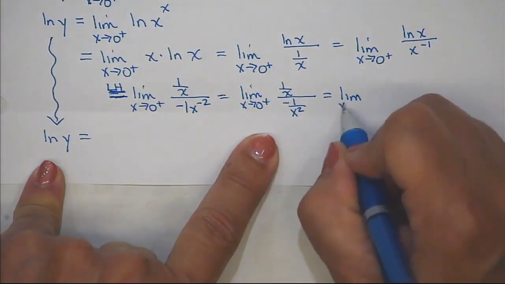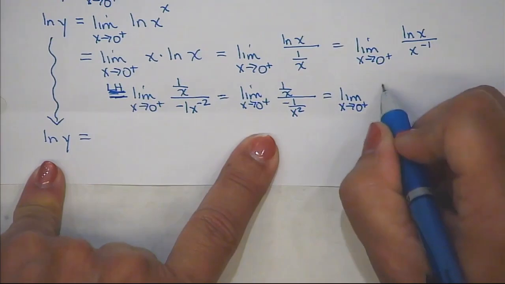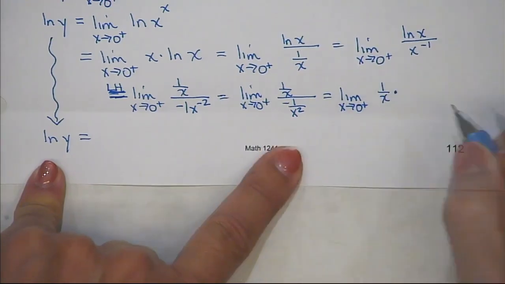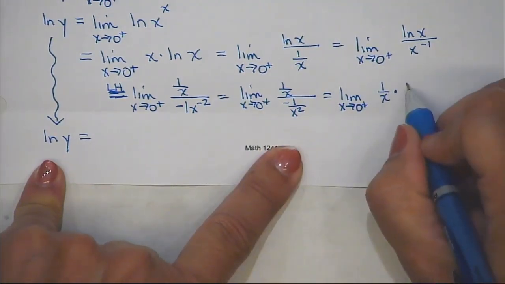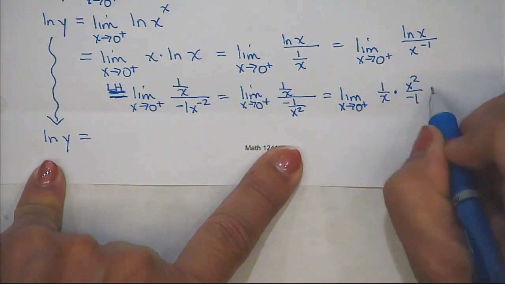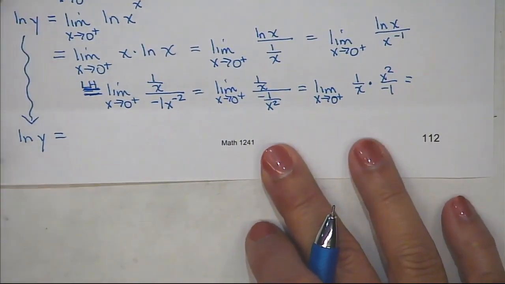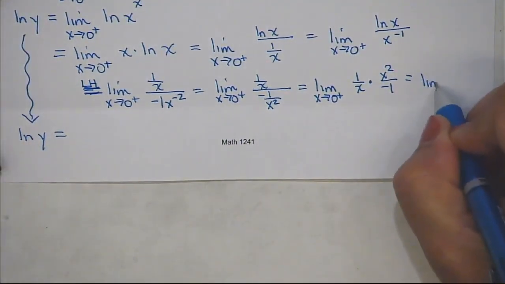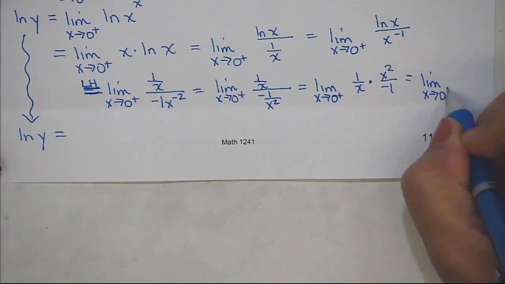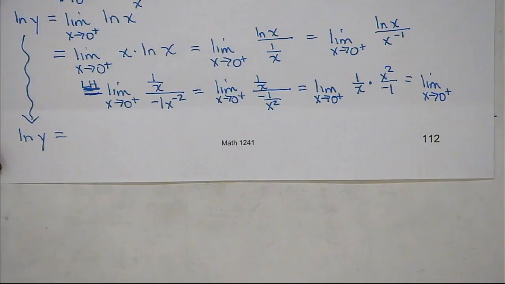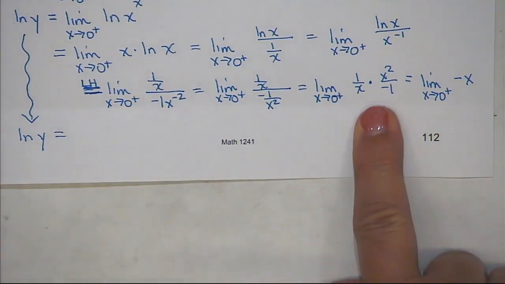So now that gives me the limit of 1 over x times, and then you're going to flip the bottom, so x squared over negative 1. So what does that give us? x squared over negative x. So that's the limit of negative x, right? You know what you get? Negative x. Everybody okay with that? So just take your time and simplify it.